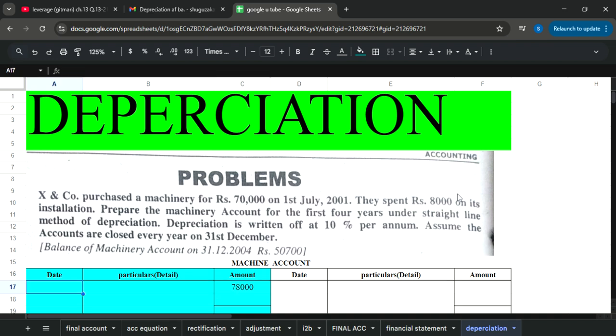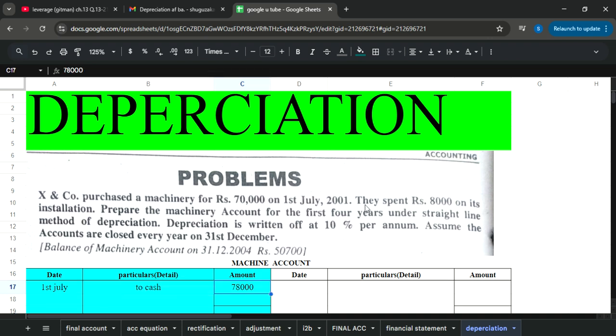Alright guys, now here you will put the date. Please see, date is very important. 1st July is the date. Alright guys, and machine to cash is the entry. So in detail you will mention the opposite side, and that is the cash. So the first entry has been completed.